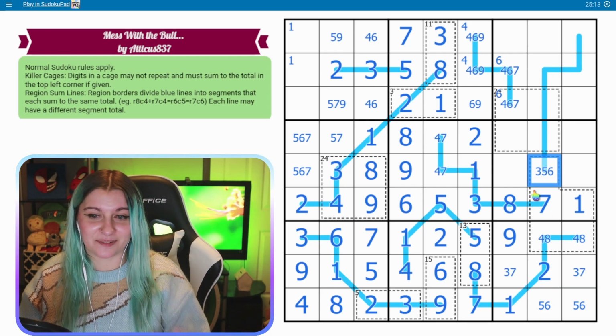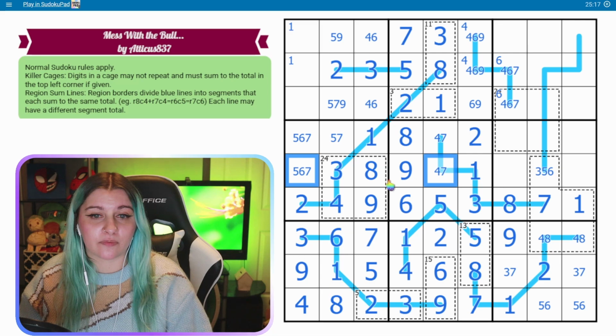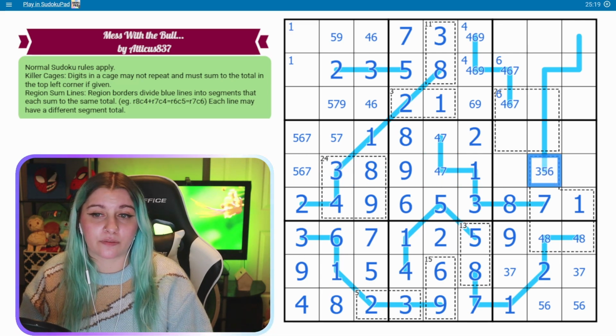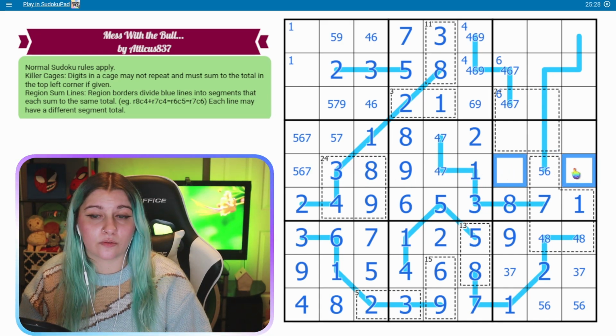I don't know if that's helpful right now. This is a 5, 6 for the row. I didn't do a good job of cleaning these up. This actually can't be a 3. It is only a 5 or a 6. Okay. I need a 2 in this row. One of these is a 2.